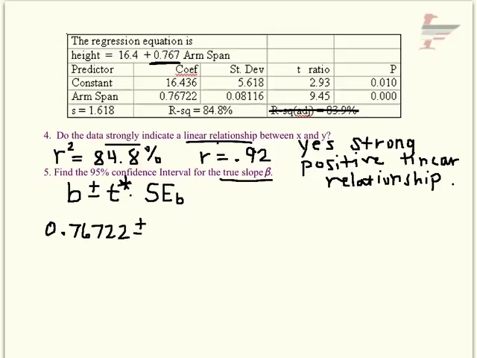0.76722 plus or minus our critical value. Remind yourself you find t star by doing inverse t, and since I'm 95% confident, I would do 0.95 plus 1 cut in half, so that's 0.975. And degrees of freedom is your sample size minus 2. Oh, I neglected to give you your sample size. Sorry. Well, you had 18 data points.